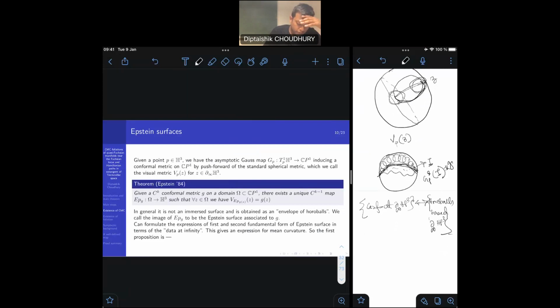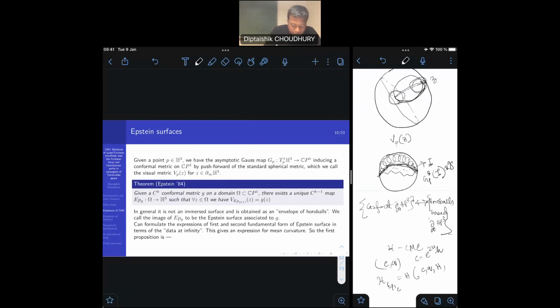And what we would like to do is claim that this Epstein surface is a CMCH surface. So suppose you have C and Q, then the mean curvature of the Epstein surface of C would be given as a function of C, Q, H.